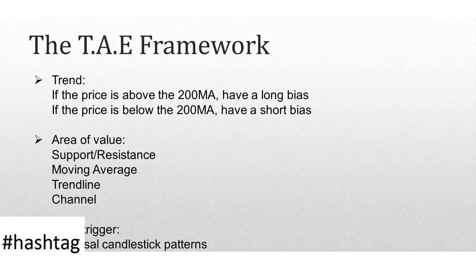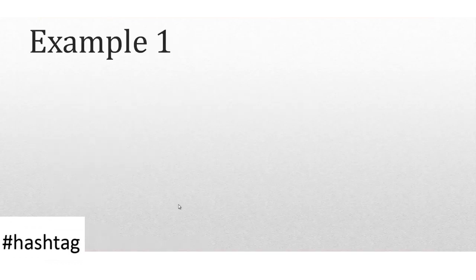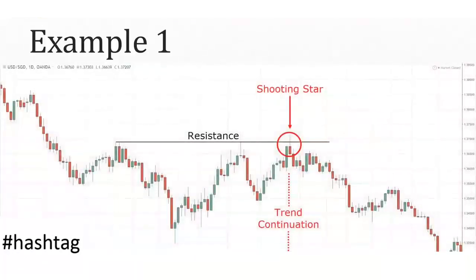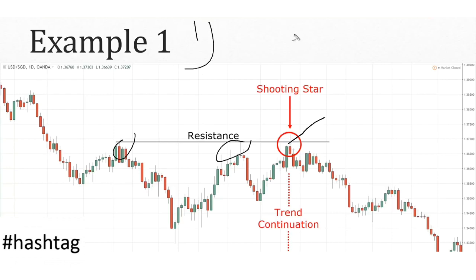Does it make sense? Okay, so now let's have a look at a few examples to bring all these concepts together. Example 1. So you can see over here, I don't have the 200 MA on the chart, but needless to say, the trend is down, because you can see that the market is moving from up to down. So it's a downtrend. Then we saw that the price came into this area of resistance, where the price got rejected once, twice, and a third time. And the third time over here, you got this entry trigger.